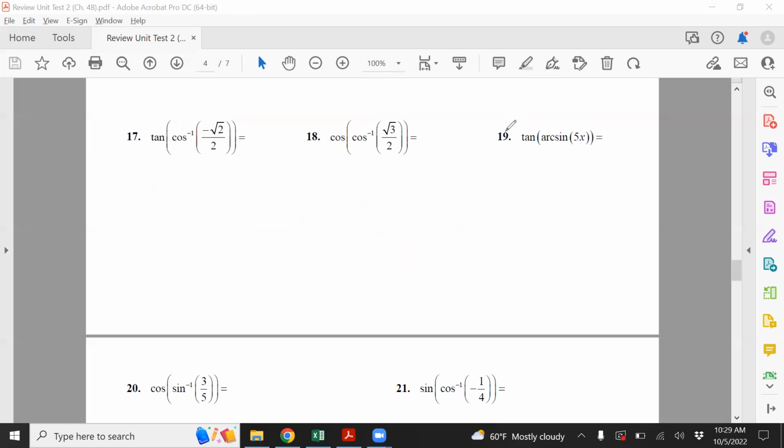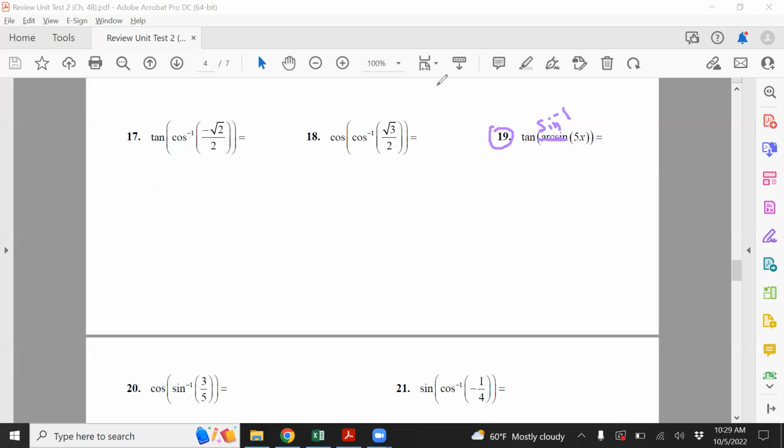So okay, 19. 19 is kind of crazy. Well, first of all, let's make that inverse sine. Don't worry, I'm not gonna write arc sine. I didn't use that verbiage with you guys, but it's the same thing. It's an old school way of saying inverse sine. So it's tangent of inverse sine of 5x. Okay, now this is kind of interesting. We see 5x. It's weird. So this will clear it up.